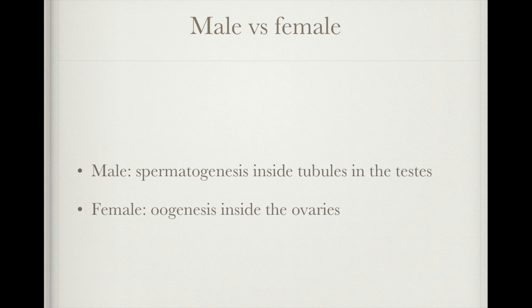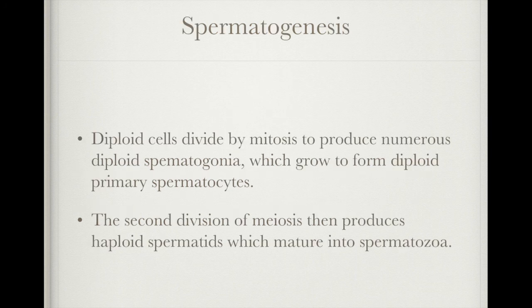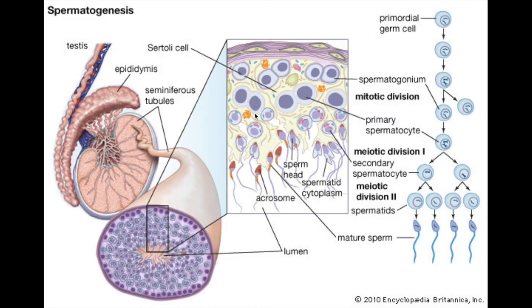In the male, it's called spermatogenesis, and it happens inside tubules in the testes. While in females, it's called oogenesis, and happens inside the ovaries. But now let's see what's going on. This is for you to study. I will talk about this picture right here.